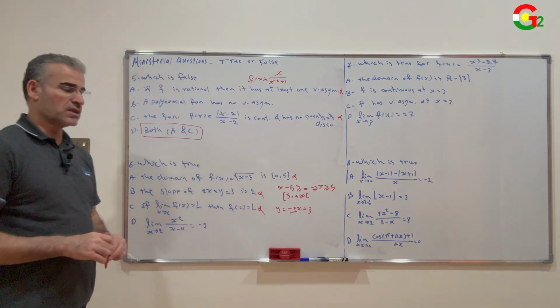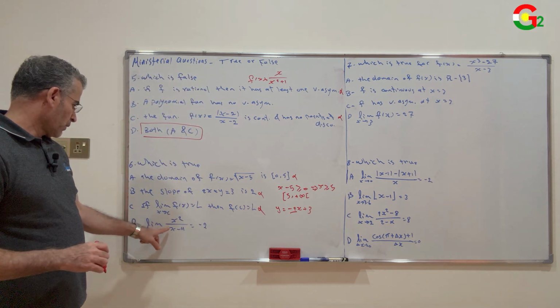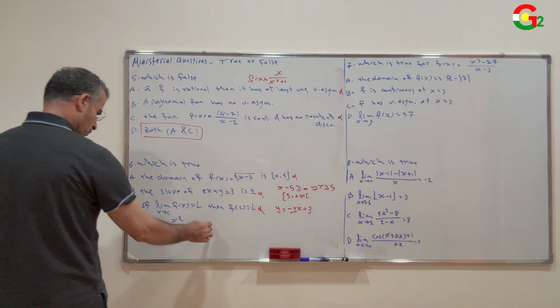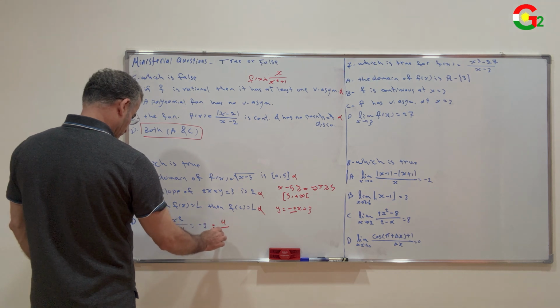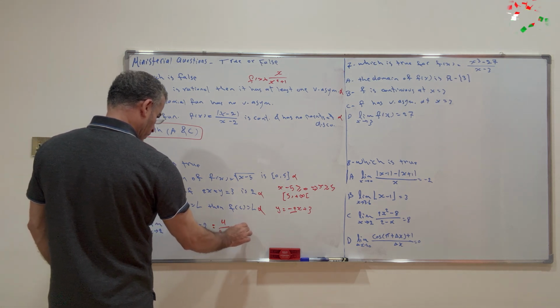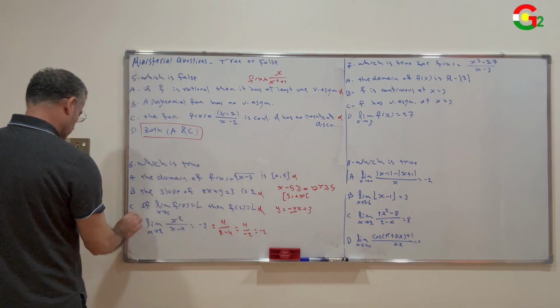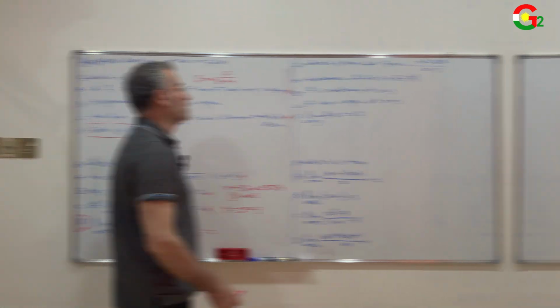It is not necessary. We solved it before. The limit of x squared over x minus 4 when x approaches 2 is negative 2. Let us see. 2 squared is 4, over 2 minus 4, equals 4 over negative 2, equal to negative 2. This statement is true. It is the right choice.